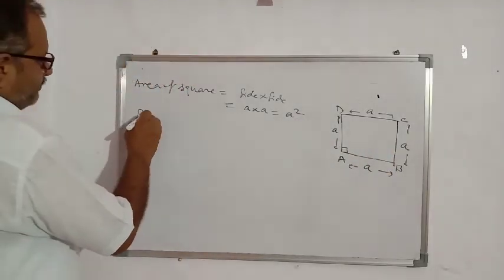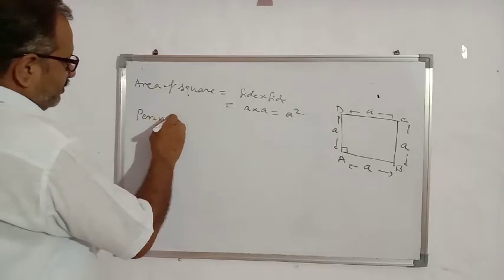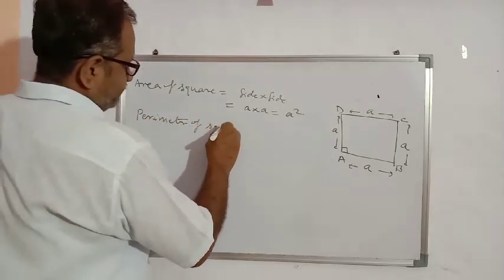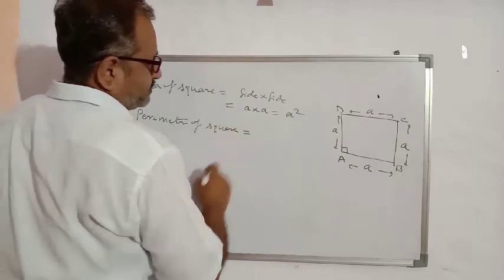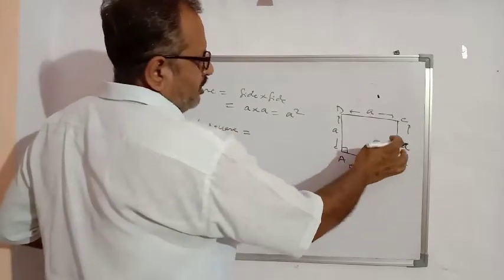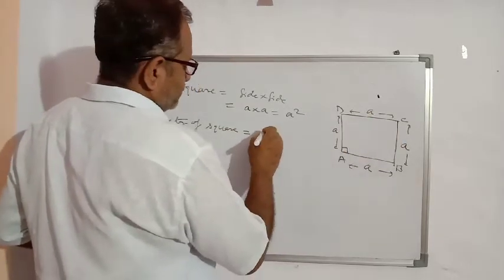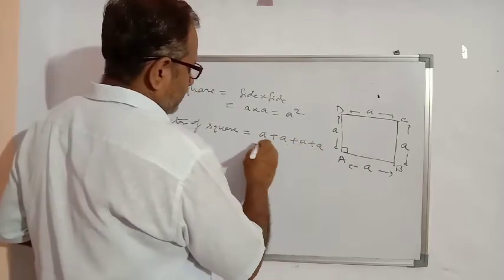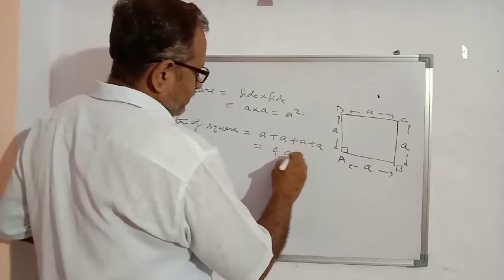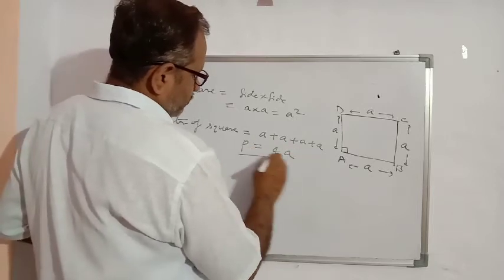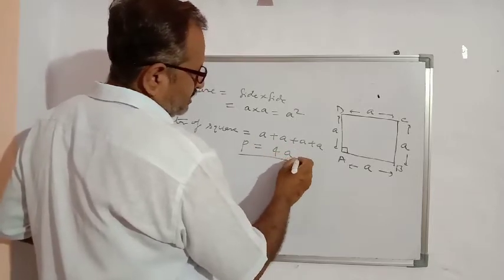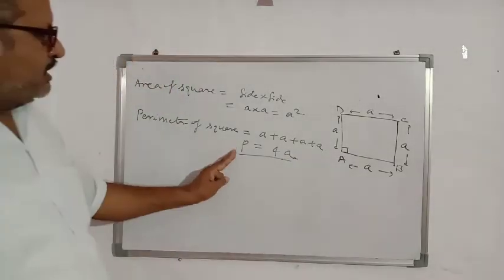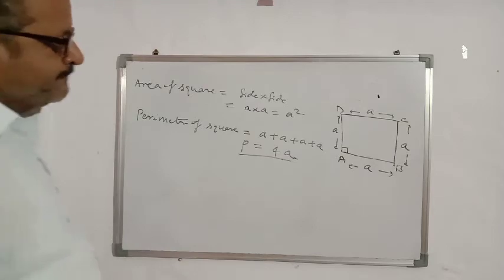Perimeter of square. Perimeter means sum of all the four sides. So we can write A plus A plus A plus A. It is 4A. So perimeter is equal to 4A, where A is what? One side of the square. So perimeter is equal to 4 into side.